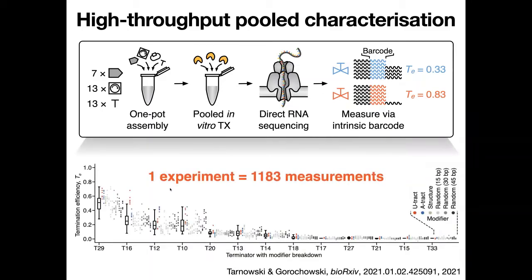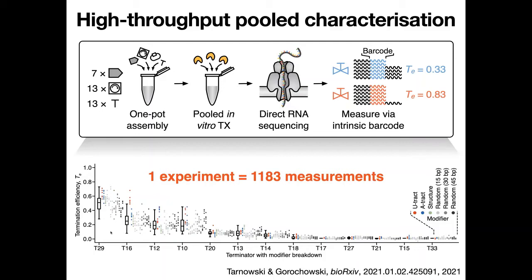Now, each point in this graph is basically an individual valve that we've grouped by core terminator and then the different modifier types I showed on the previous slide. And what you can immediately see is that the modifiers can have a really big influence on termination efficiency, and also that some can have a positive effect and others can have a negative effect. We're still currently digging into what these relationships mean and whether we can actually use these to rationally engineer them.